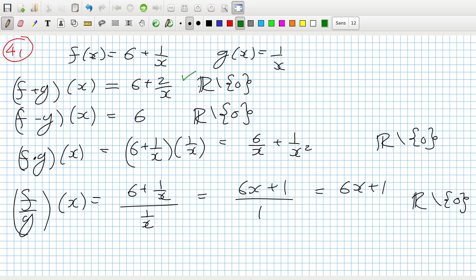Six plus 2 over x. Six over x plus 1 over x squared, and then 6x plus 1. Well, that story checked out. Okay, let's see now. Yeah, 42, I think it changes a bit here, doesn't it?